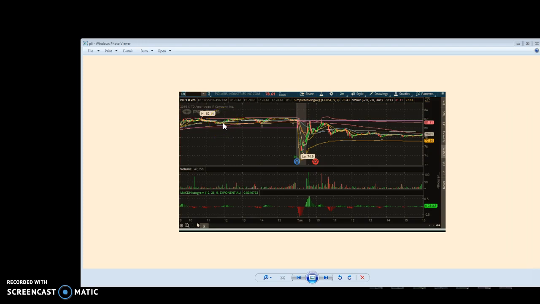Why do I say it's painless? Because as soon as you took it short, the high of the day is your stop. Let it work. Let it run. So it came down to VWAP. It respected the VWAP. Nothing happened.